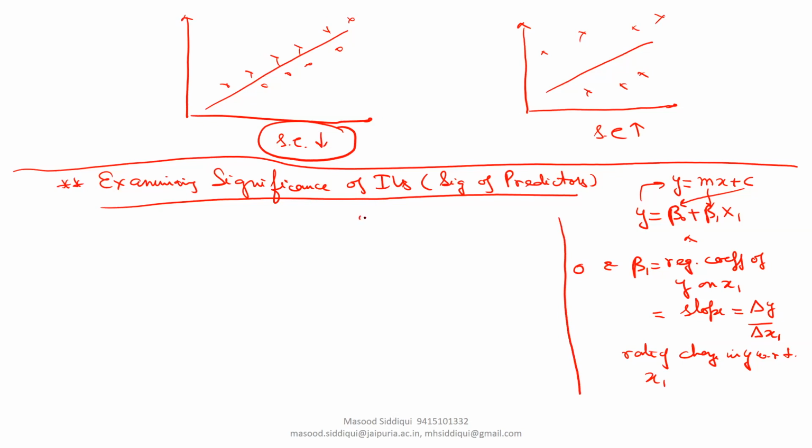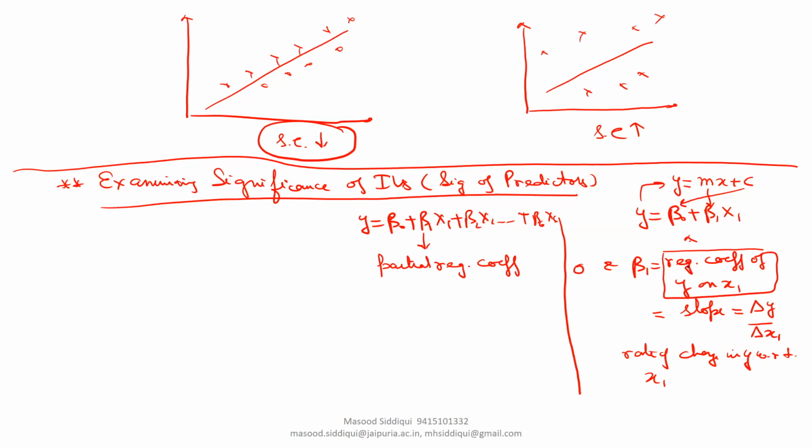Let us generalize the case. We can have y is equal to beta 0 plus beta 1 x1 plus beta 2 x2 up to beta 6 x6 and so on. These regression coefficients are now known as partial regression coefficients. Earlier we used only the term regression coefficient because we had a single independent variable, a single predictor, so we were concerned with x1 only.